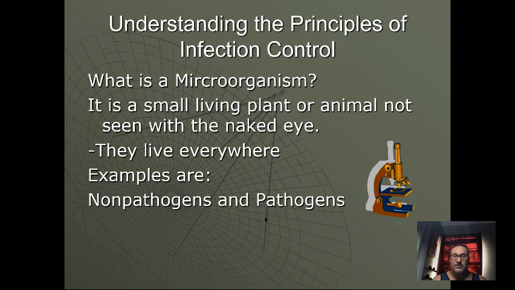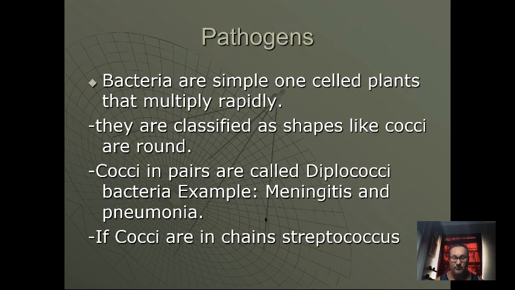We have pathogenic and non-pathogenic. Non-pathogenic doesn't make us sick. It's living in our intestines, helps break down food, and all that good stuff. Pathogenic makes diseases. So we have a couple different types of pathogenic that we need to address first, and you guys have probably heard of these through your biology class.